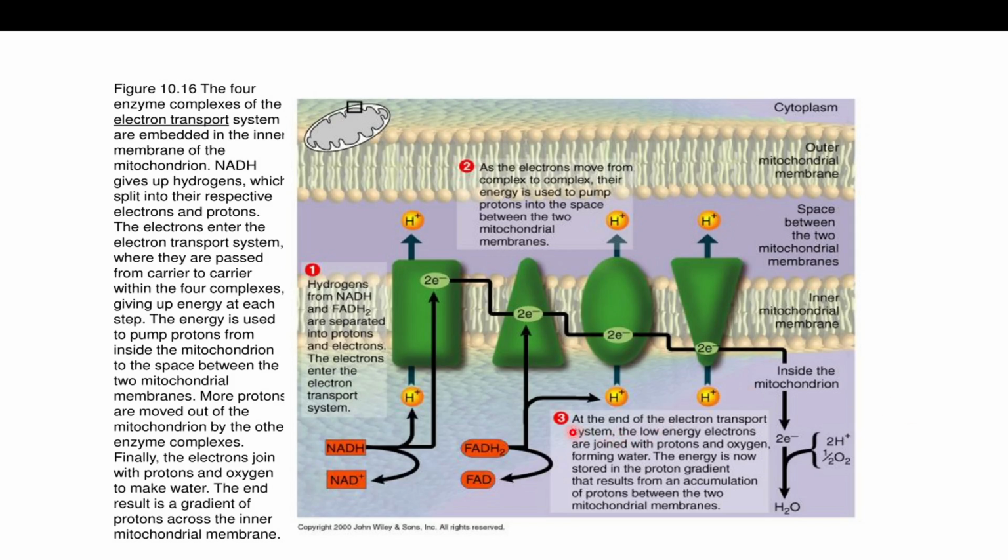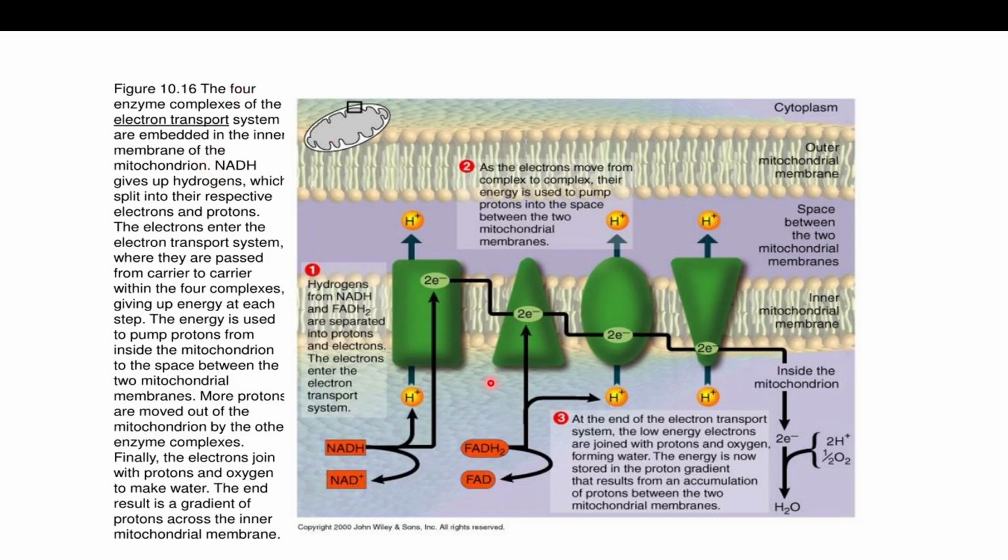So this is what we were talking about. This is the outer mitochondrial membrane, and that is the cytoplasm. Then there is some space, the periplasmic space, between the two membranes, the inner mitochondrial membrane and the outer mitochondrial membrane. And the inner mitochondrial membrane has these complexes which are part of the electron transport chain, these green ones.